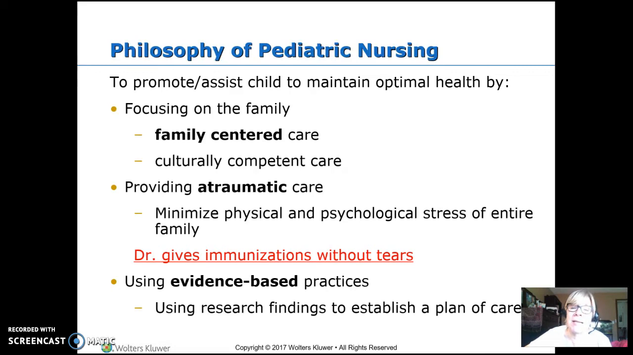So pediatric nursing. The philosophy of pediatric nursing is to promote or assist the child to maintain optimal health. There are 2 big key concepts in pediatric nursing. The first one is family-centered care. If we have a child in the hospital and there are siblings home who are stressed, they are going to make the parent stressed, who is going to make the child stressed, and now we've just slowed down their recovery.